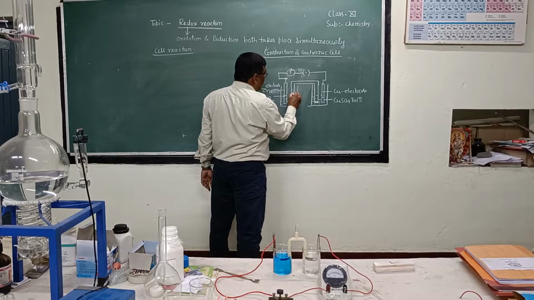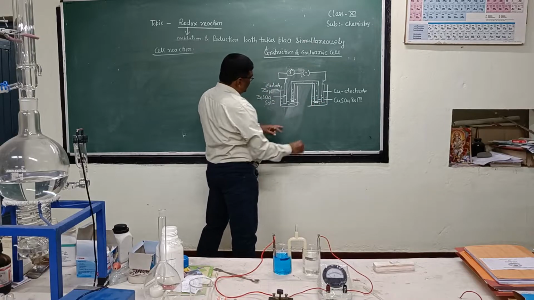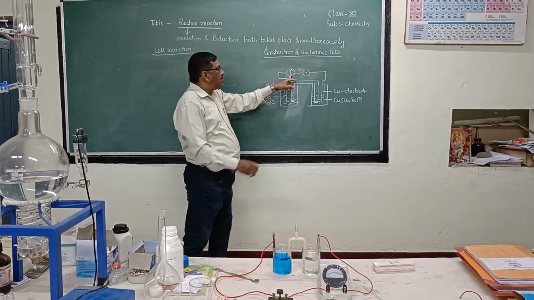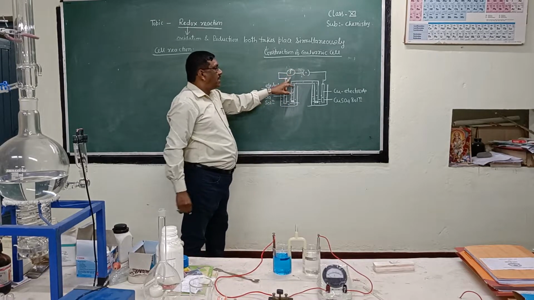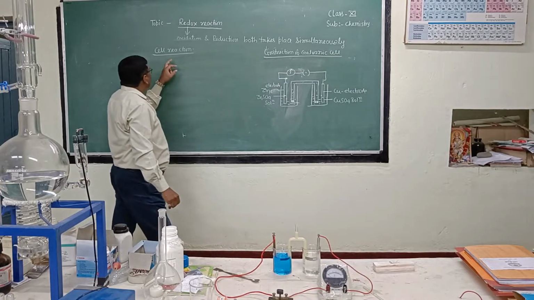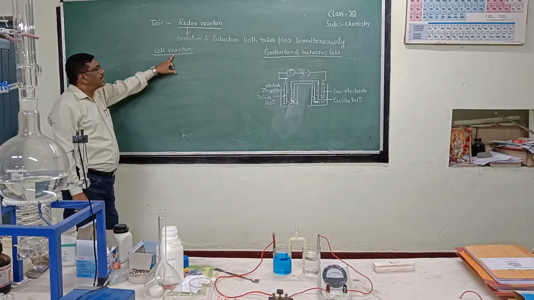So both electrodes are connected through a salt bridge. When the key is pressed, it shows deflection in the galvanometer, which clearly indicates that electric current is flowing through the circuit. Now let us see the cell reactions.